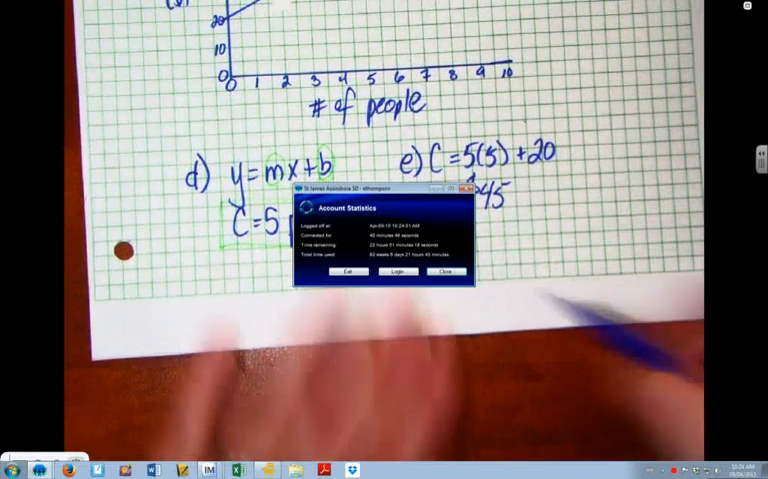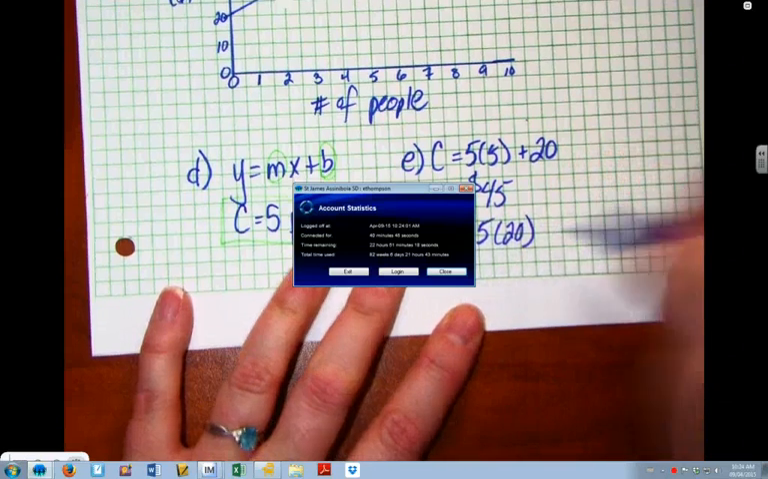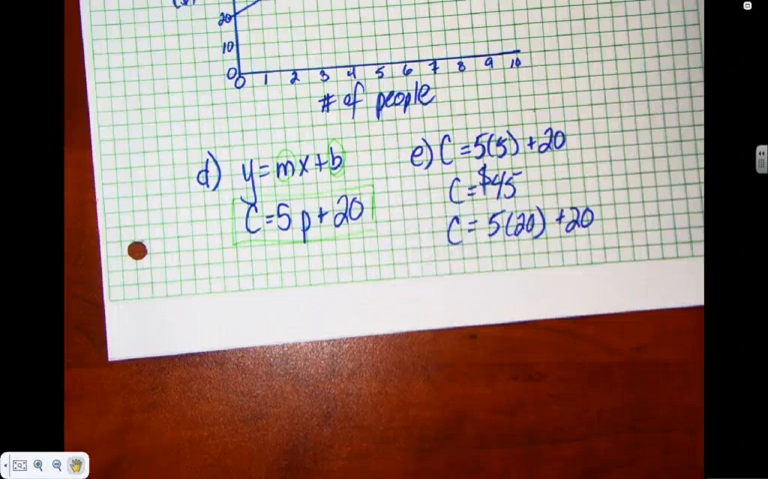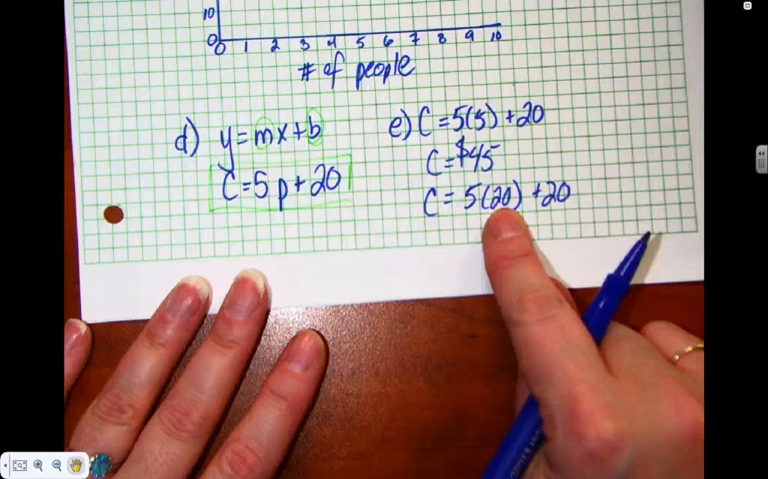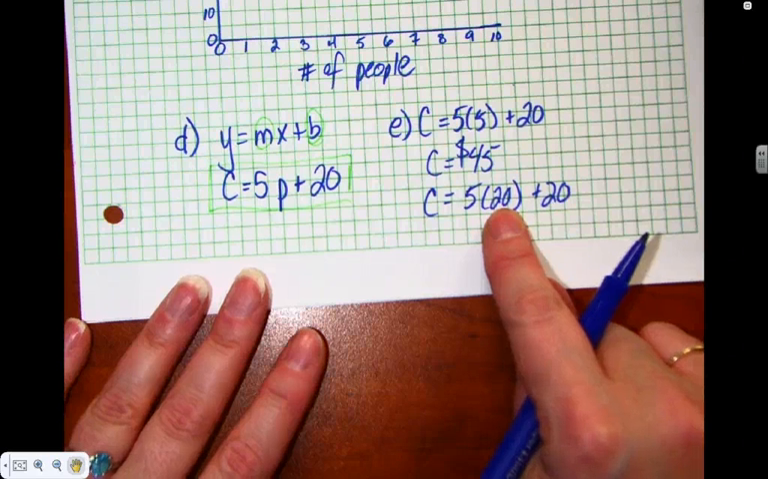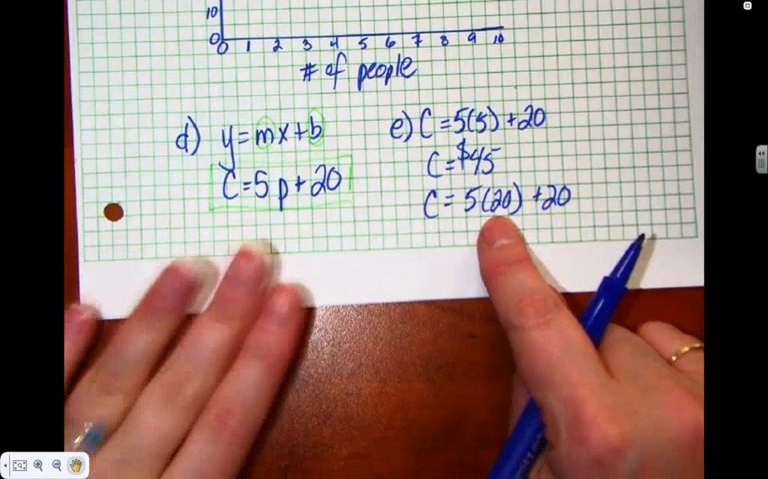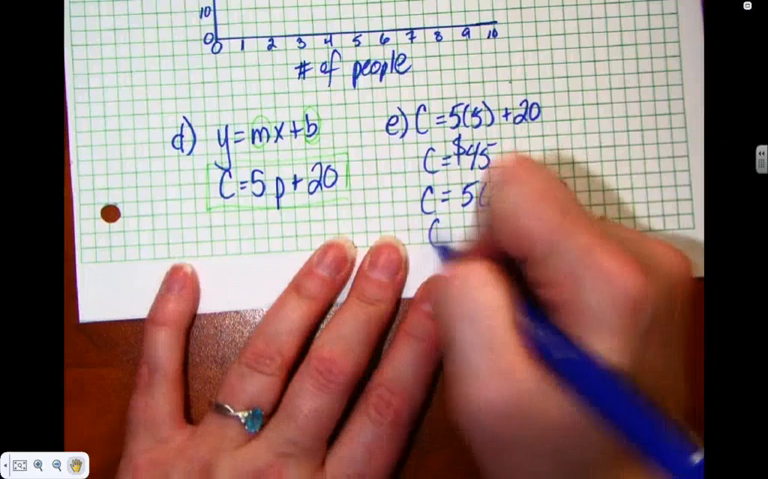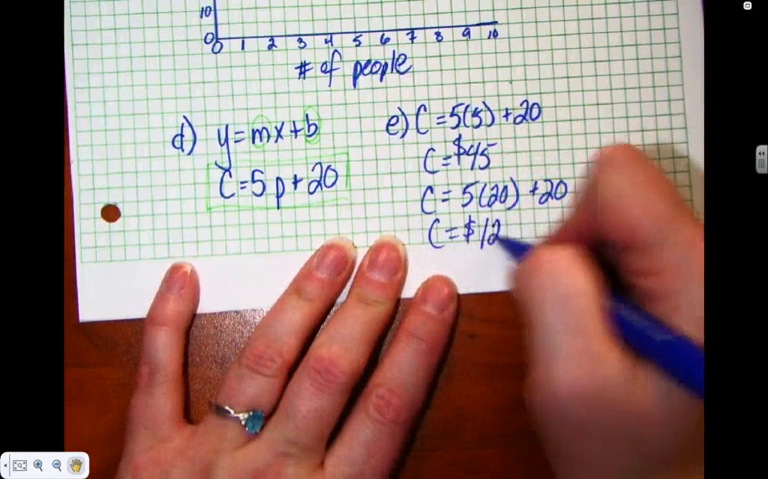Ooh, what about 20 people? So we got to figure out. That is a lot of people. Like a birthday party. Ooh. $5 a head for 20 people. It's like 5 times 2, then add a 0. 100, and then add on our flat fee of 20, cost for 20 people. 120.